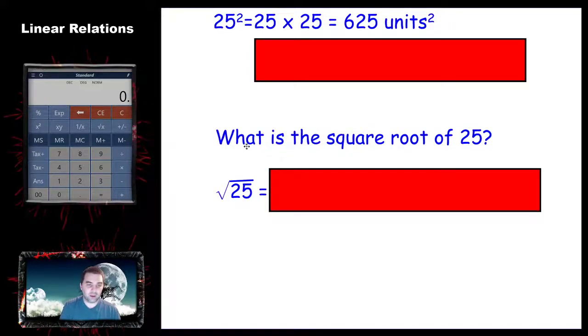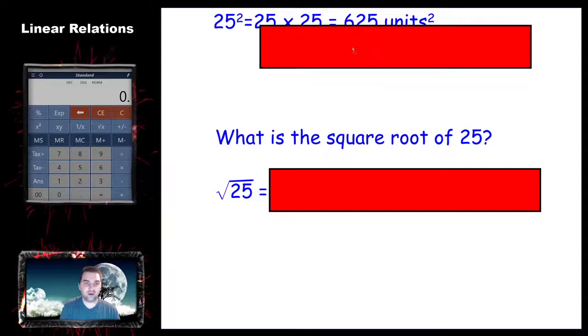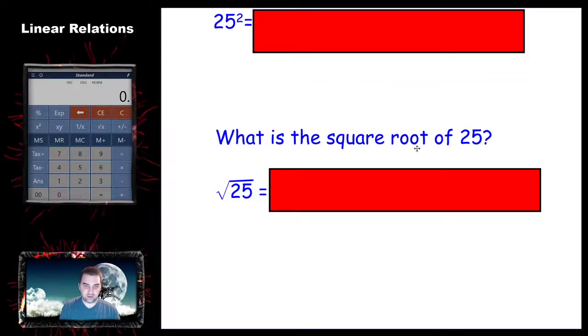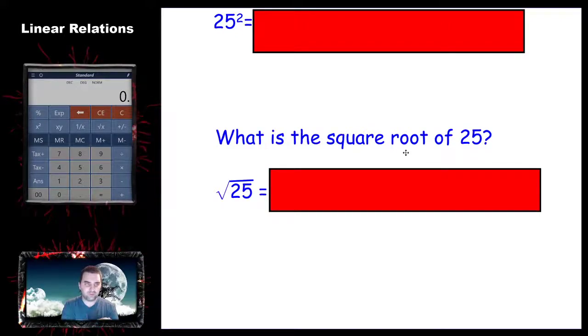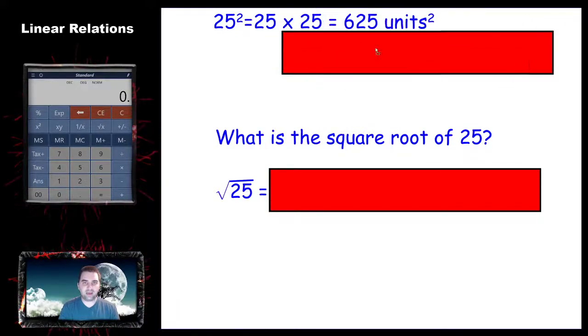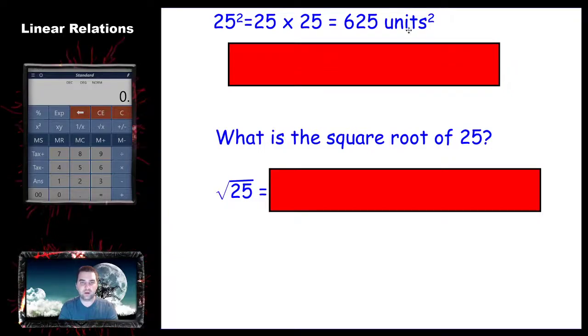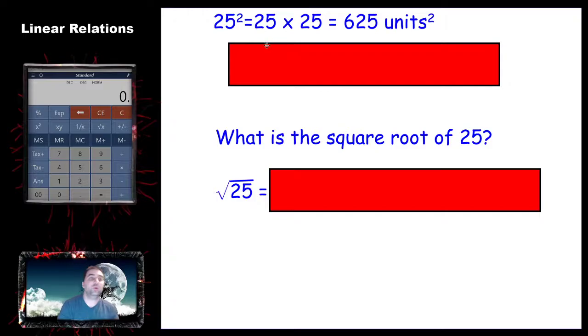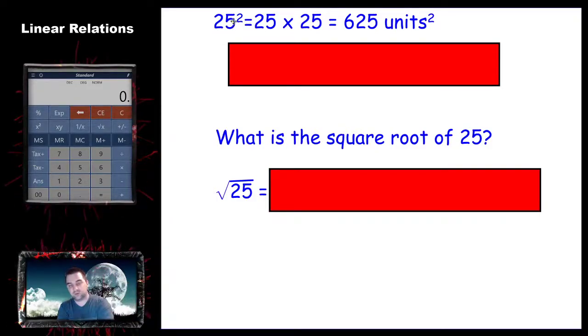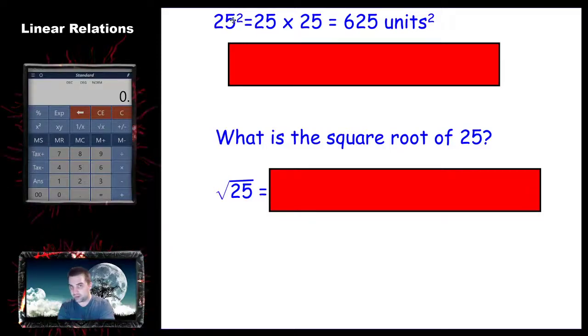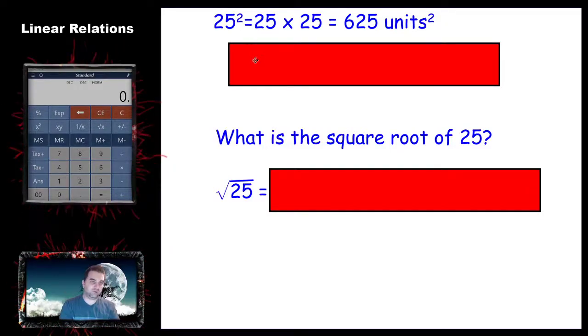Okay? What is the square root of 25? Square root, remember, is the opposite operation, so it's everything in reverse. So if we had 625 and we did the square root of that, it would give us 25. Squaring 25 gets us 625, and square rooting 625 gets us 25.